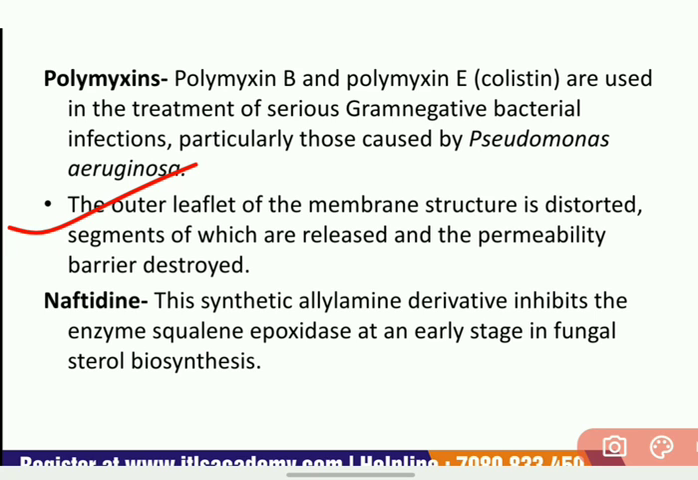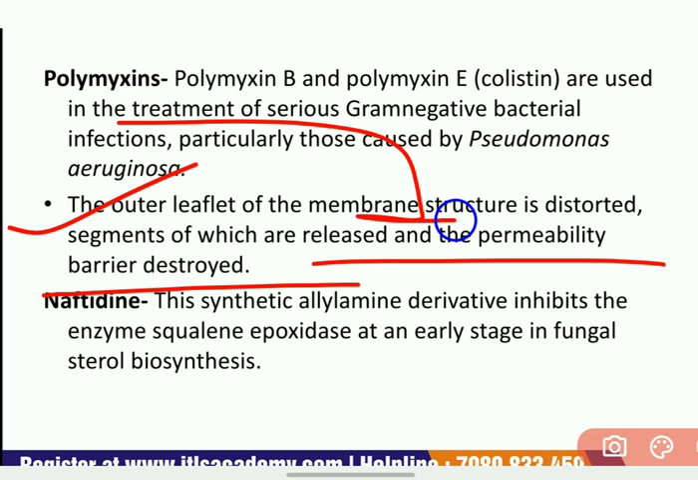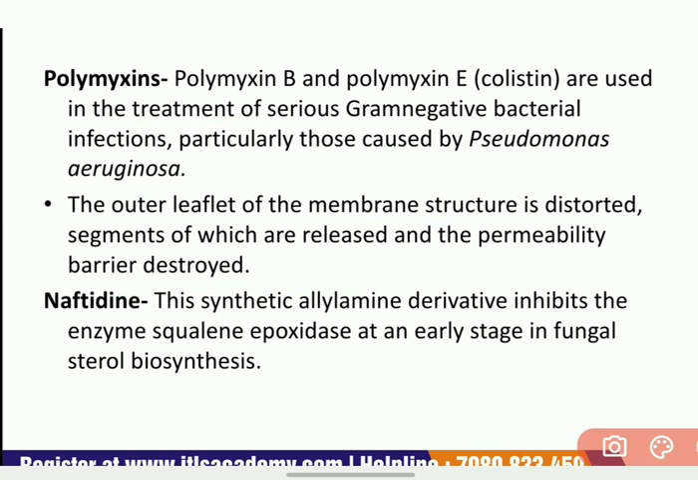The outer leaflet of the membrane structure is distorted, segments of which are released and the permeability barrier destroyed. This is the action of the antibiotic polymyxin. Polymyxin distorts the membrane structure. Apart from this, the polymyxins can then penetrate to the cytoplasmic membrane where they disrupt membrane integrity, causing leakage of the cytoplasmic components.